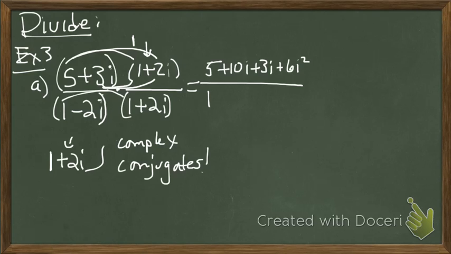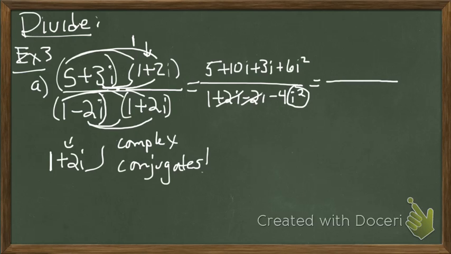1 times 1 is 1. 1 times 2i, positive 2i. Negative 2i times 1, negative 2i. And then negative 2i times positive 2i is going to be a negative 4i squared. Notice how in the bottom these middle terms cancel, which is going to be nice. And since we're talking about the bottom, I can't help myself because it just simplifies so nicely. I get 1 minus 4i squared, and i squared turns into negative 1. So I really get 1 plus 4. The denominator is just the number 5.